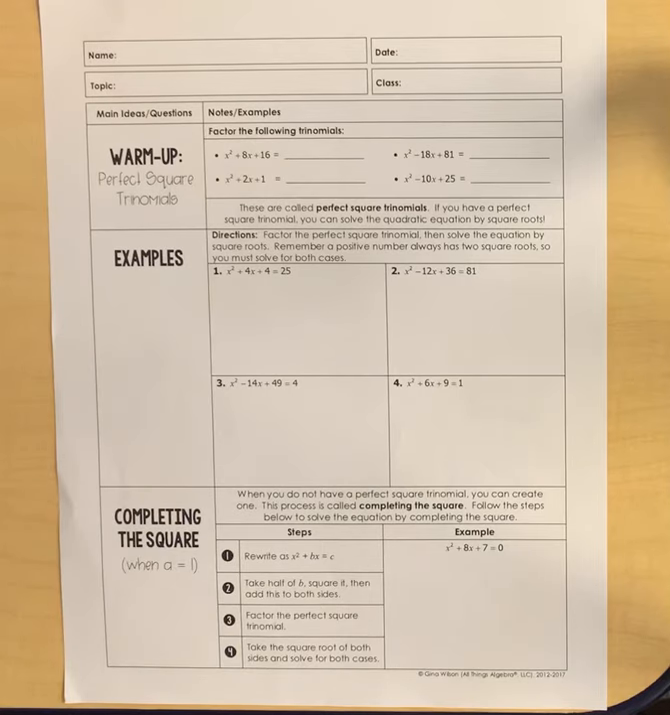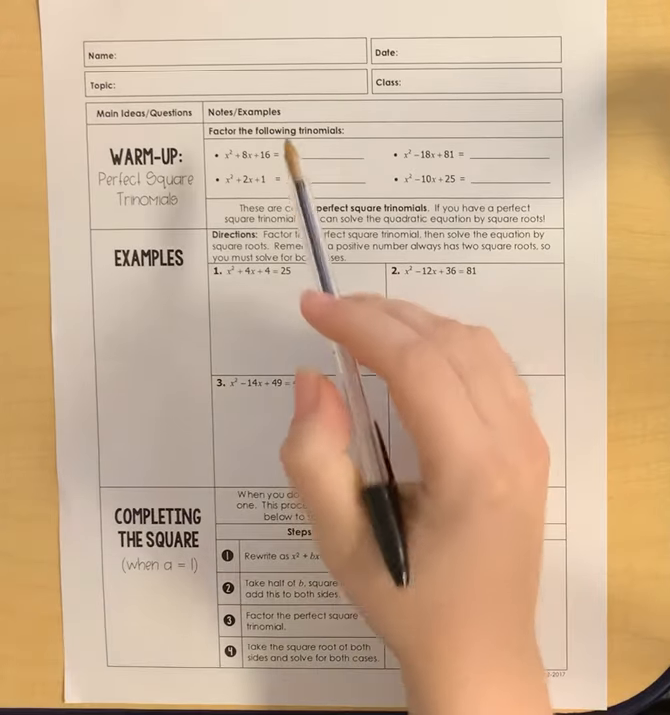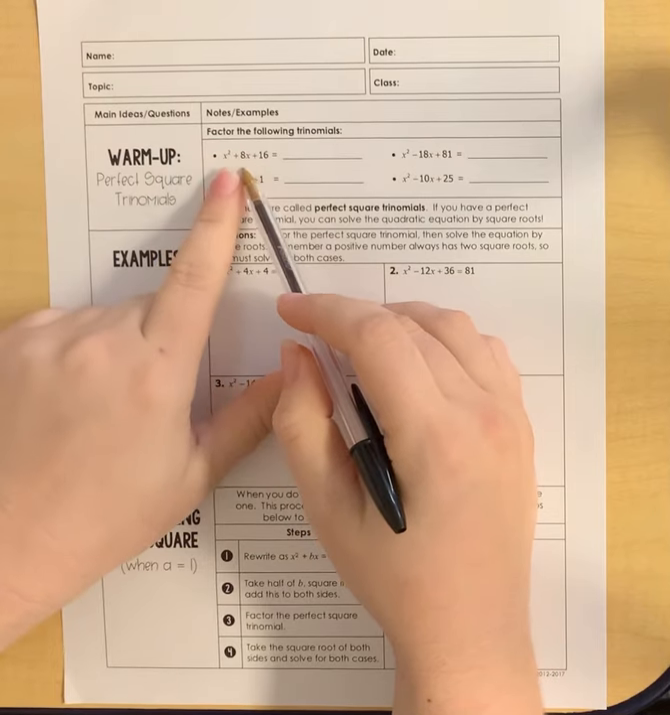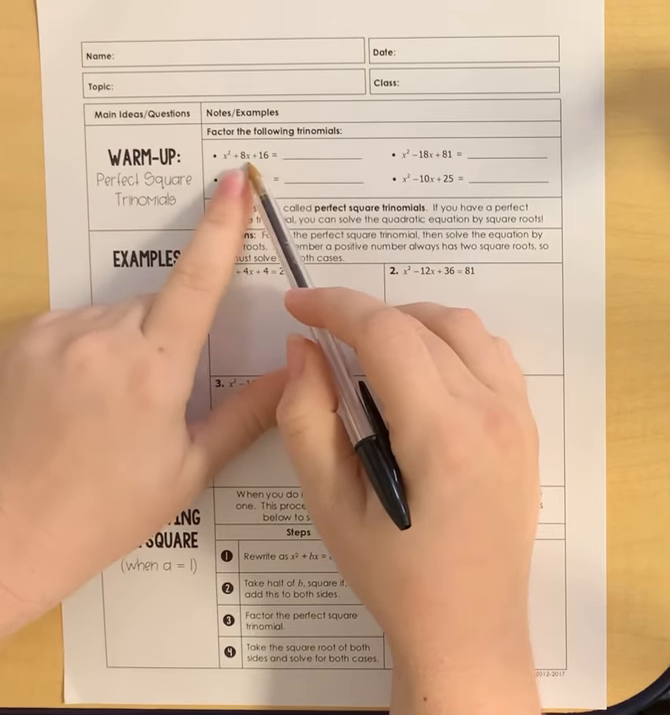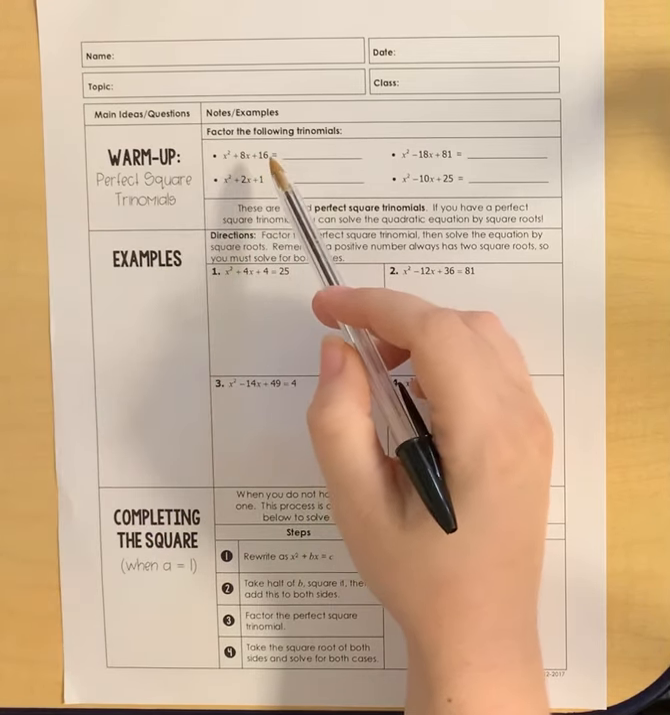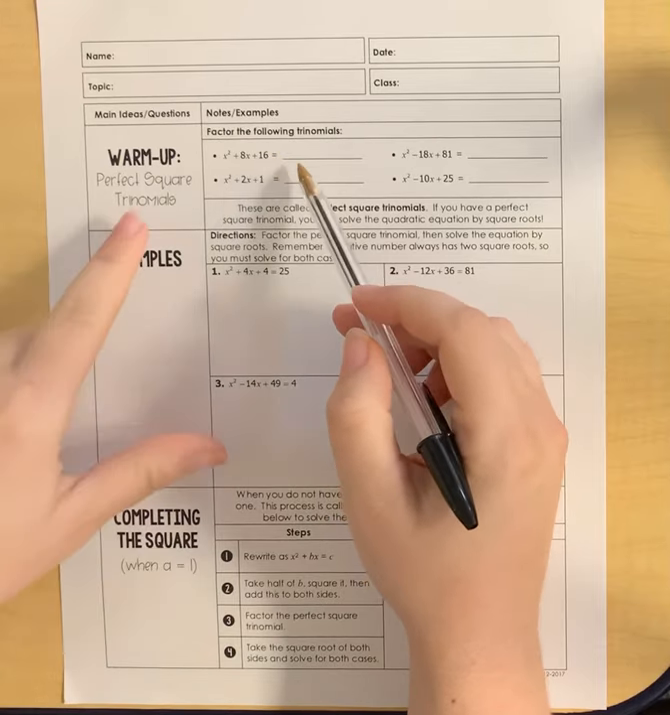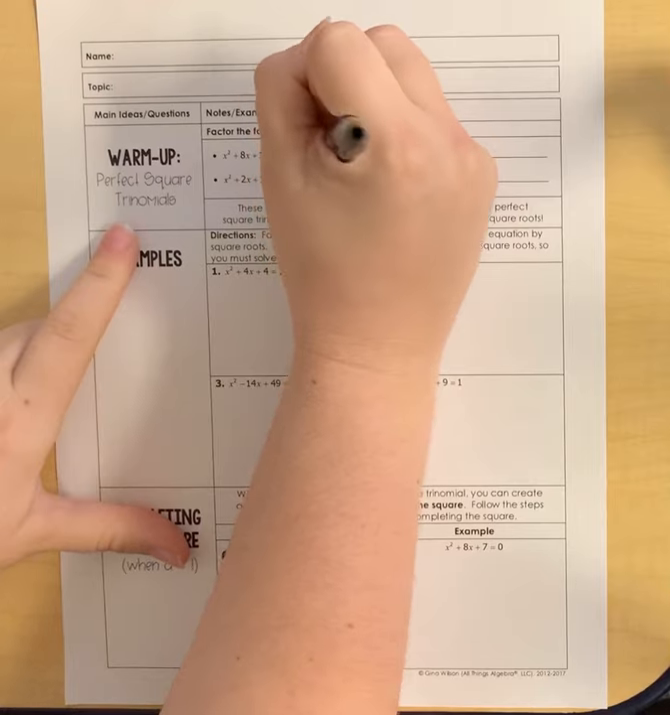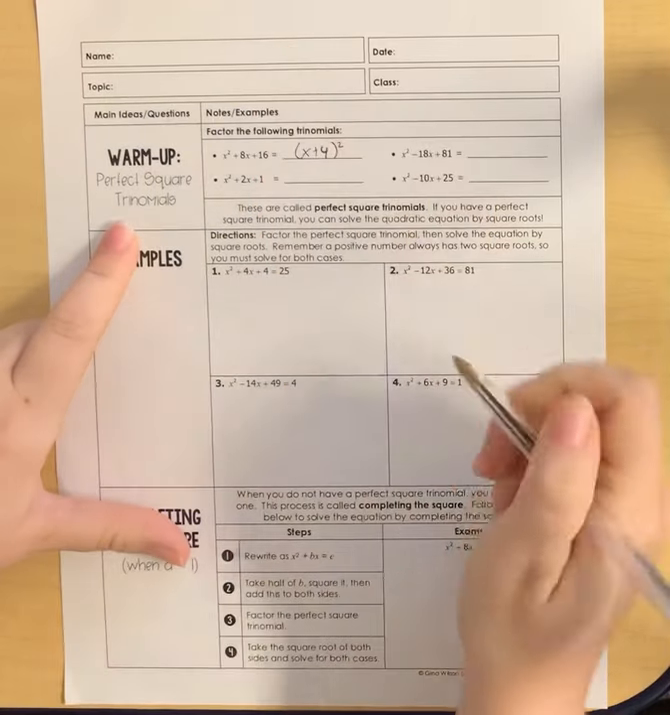All right, this video is over perfect square trinomials and using the completing the square method. Okay, so first let's do a warm up here. What multiplies together to get 16 and adds together to get 8 is 4 and 4. And so since they are the same factor, it's called a perfect square trinomial. And the way that you would write that is you would say x plus 4 squared.